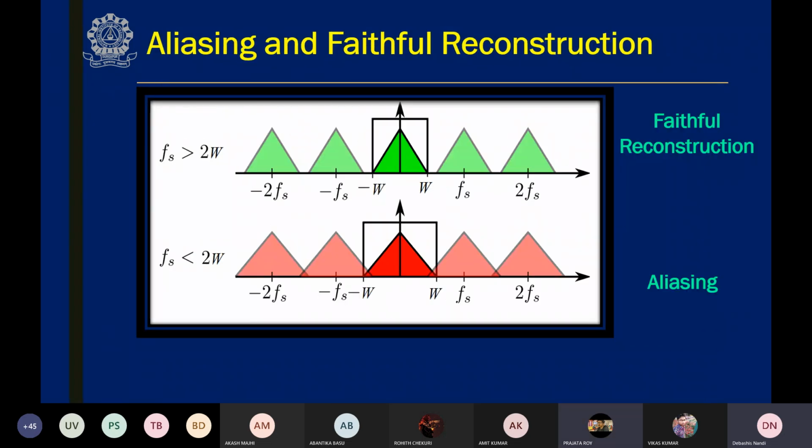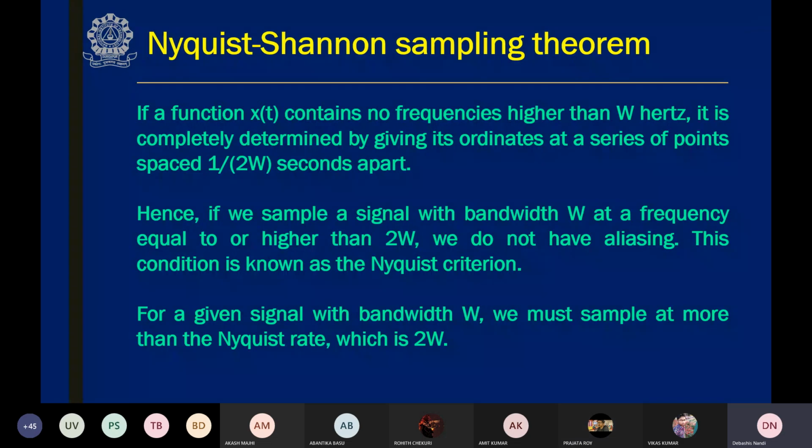If Fs is less than twice W, then some frequency components from the next band come in. But if it is like this, there is no overlapping. So this is faithful reconstruction, and in this case there are no aliasing effects. Is this point clear to you? Yes, sir. If you have any problem, please ask me.